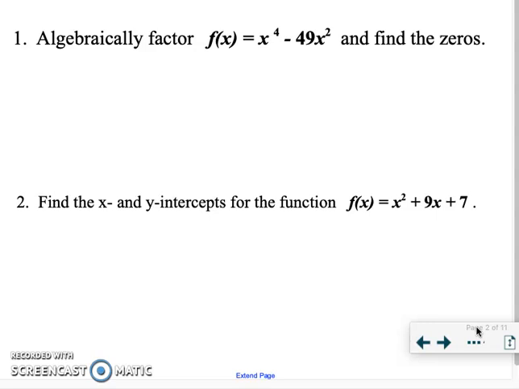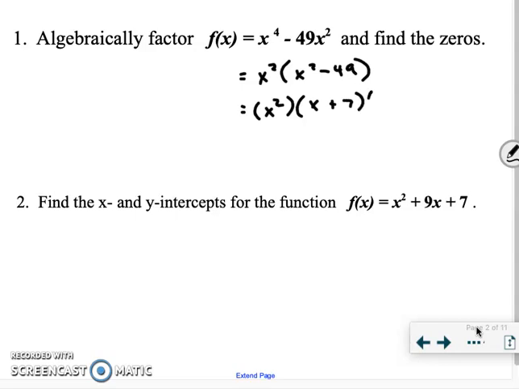equals x to the fourth minus 49x squared, and then we want to find the zeros. So as we're going to factor this, that means I can factor x squared out, which is going to leave me with x squared minus 49, which very conveniently happens to be a difference of two squares. So I know that's going to split into x plus 7, x minus 7. So to completely factor this out, x squared can be broken down: x times x plus 7 times x minus 7. So this has been completely factored now.